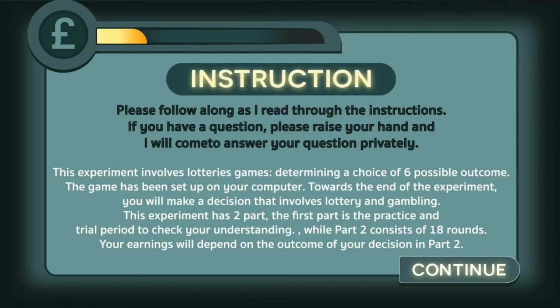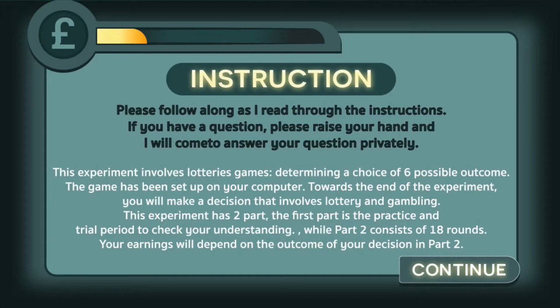Please follow along as I read through the instructions. If you have a question, please raise your hand and I will come to answer your question privately. This experiment involves lottery games, determining a choice of 6 possible outcomes. The game has been set up on your computer. Towards the end of the experiment, you will make a decision that involves a lottery and gambling.